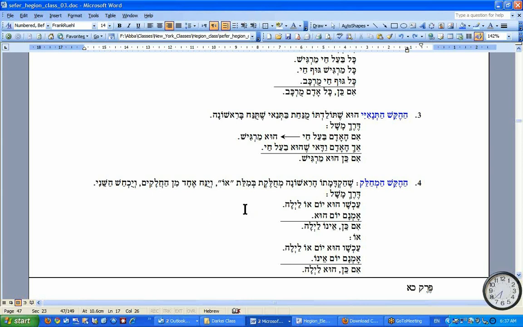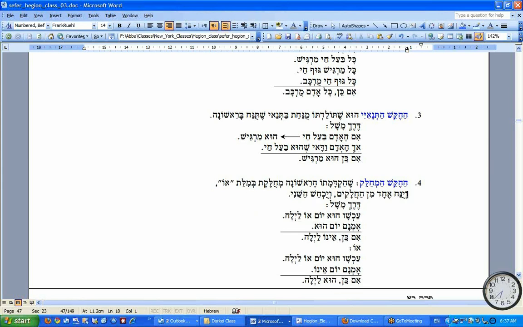Okay? And that's it. V'yunach echad mina hachalakim v'yuchash hasheni. Once you affirm one of the halakim, then you're going to be denying the second halak. Right? A or B. If I affirm A, then I deny B. Because that's what the statement says, either A or B. Derech mashal. Akshev hu yom o laila. Amnam yom hu. Im kain ein o laila. It's now either day or night. In truth, it's day. So therefore, it's not night.